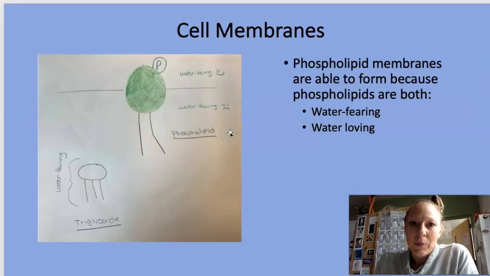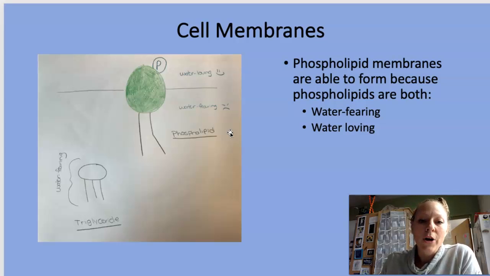So these phospholipids, these are very important molecules, and they're very special because remember, they are both water-loving and water-fearing. So the bottom half of a phospholipid is water-fearing. Those two fatty acid tails on a phospholipid make it water-fearing. However, on the top of this molecule, it has a phosphorus, and it makes it water-loving.